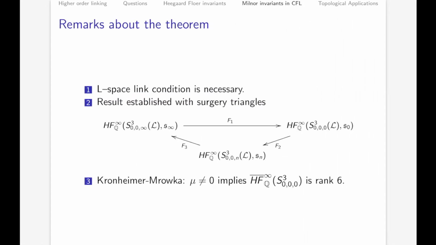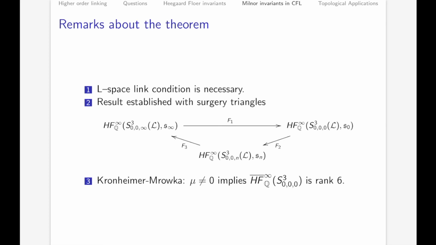Some more remarks about this, and that's that this L-space link condition at all is necessary. In our article, we have some counterexamples that explain why. And what we can do is do a Bing doubling trick to show that you can have the triple linking be 1 and the d-invariant be 0 if you do this.